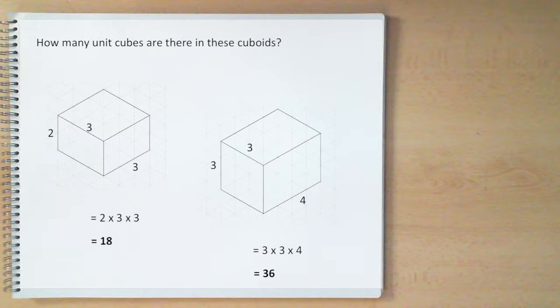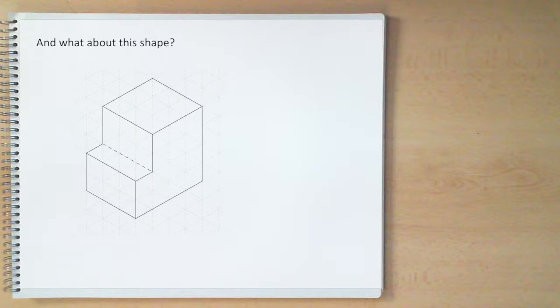Let's move on and look at a more complex example. This shape is not a straightforward cuboid. It's cubic in shape, but it has a bit missing. So there's 2 ways to work out the volume of this. You can either work out the volume of a bigger shape and take a bit away, but we're going to work out the volume of 2 smaller shapes and add them together.